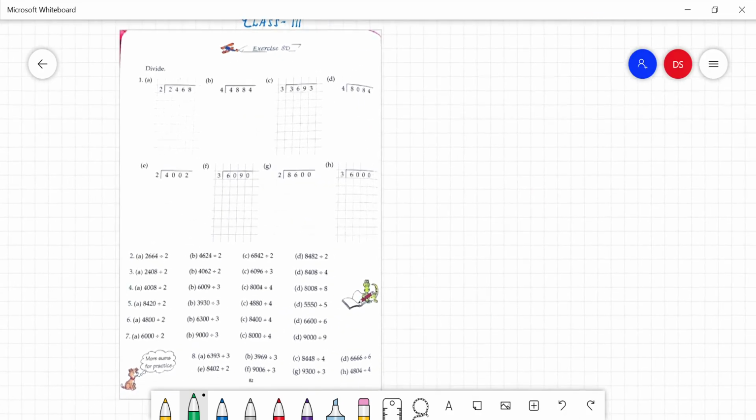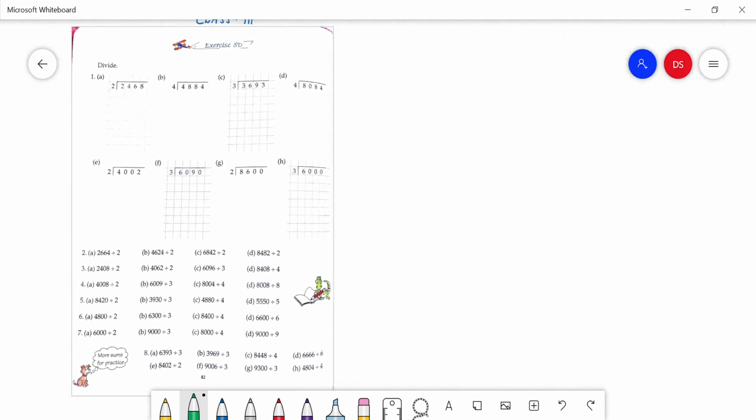Children, you can see on the screen, this is exercise 8D. The question is divide the sums. The sums which are given to us, we have to divide. These are 4-digit sums. The number which is written inside is called dividend: 2468, and we have to divide it by 2.